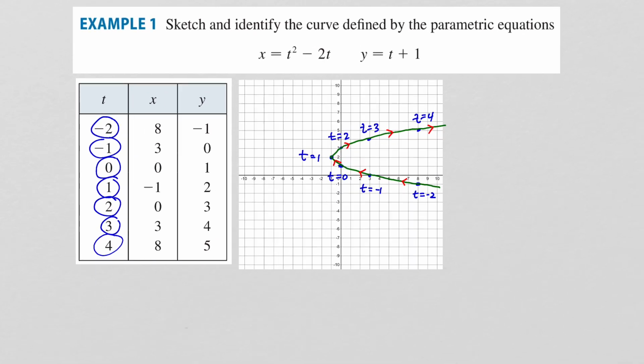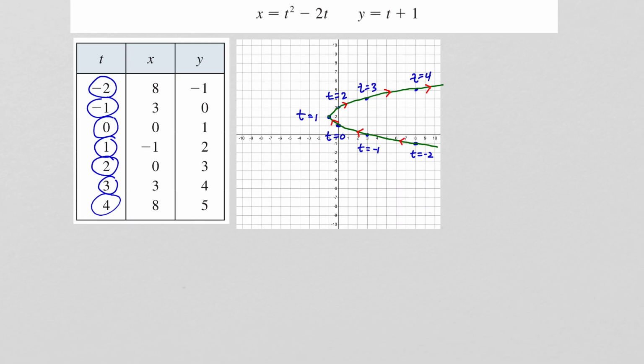Now, there is another way that we can come up with the graph of this curve, and that is by eliminating the parameter.